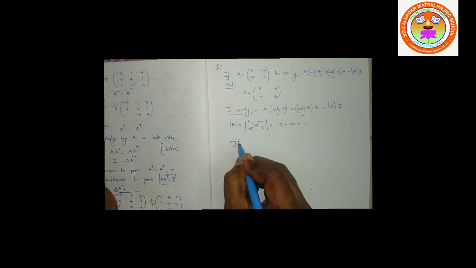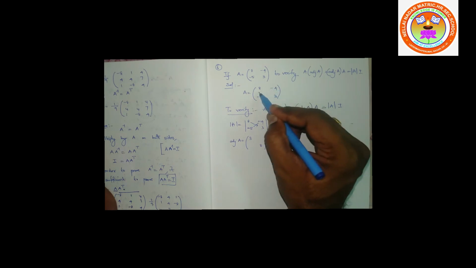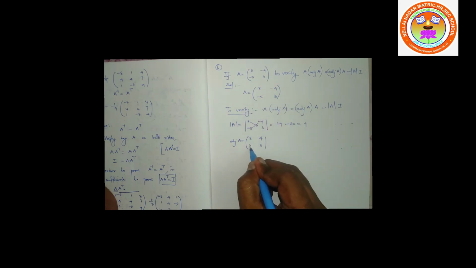Next I need to find the adjoint of A. For a 2 cross 2 matrix, as we have done in many sums, we just need to interchange these two values. This will become 3 and 8. Next, for these two values I need to change the sign. As minus 4 is given, I need to write plus 4, minus 5 is given, so I need to write plus 5. So this is going to be step 1.